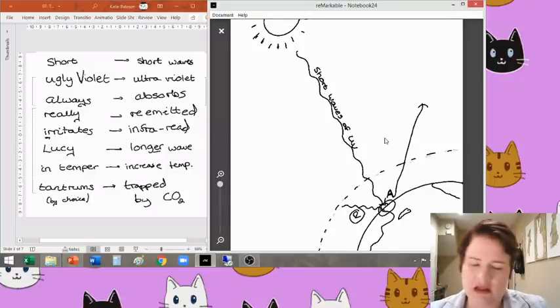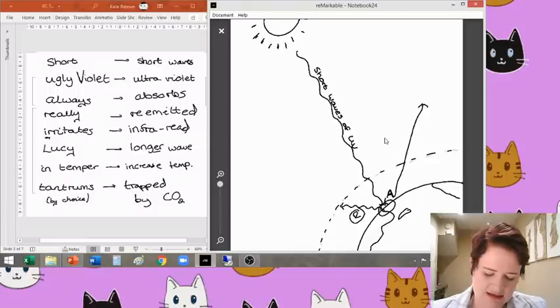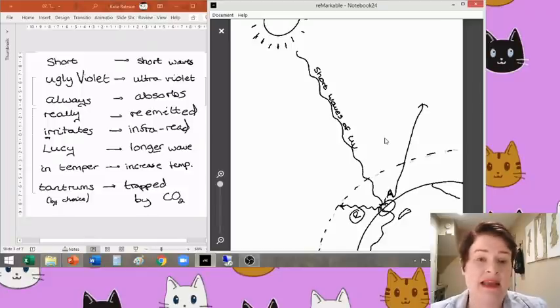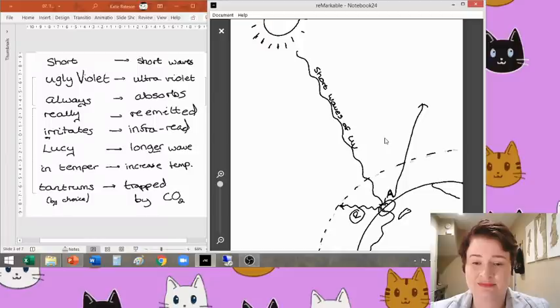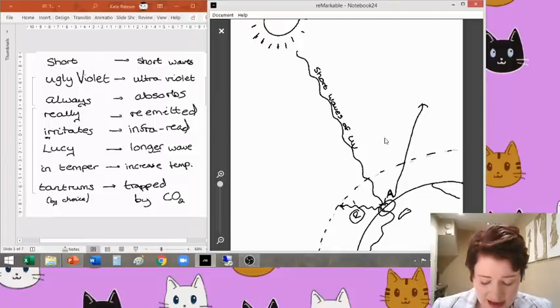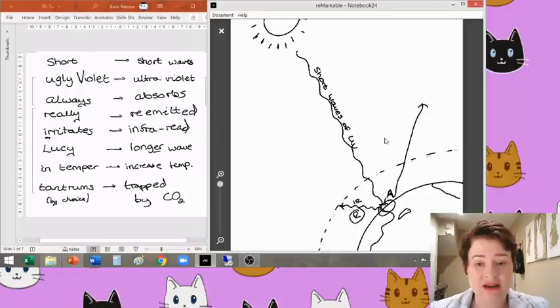Okay, so it is a longer wavelength, so it gets stuck in the atmosphere and it hits things like carbon dioxide and methane. And there, that infrared radiation, when it hits that molecule, is converted into vibrations and the heat is trapped within our atmosphere. So what else could we add to this diagram? You could have IR on there for infrared radiation. You could say that it's longer wavelength. You could say that it's lower in energy, and that the short waves of UV are higher in energy.